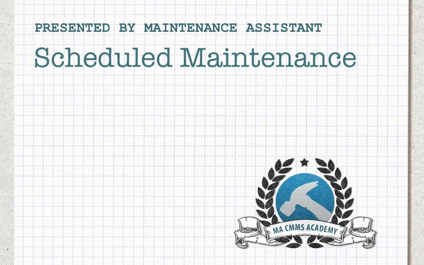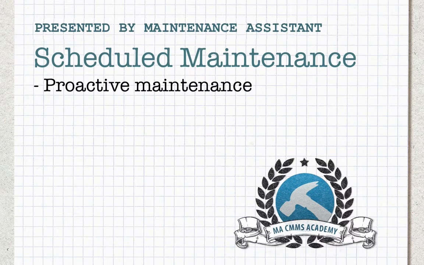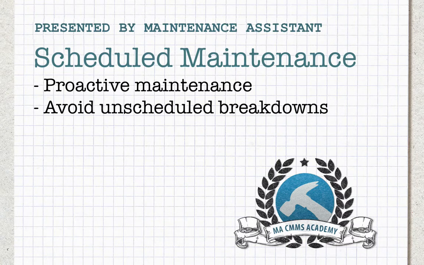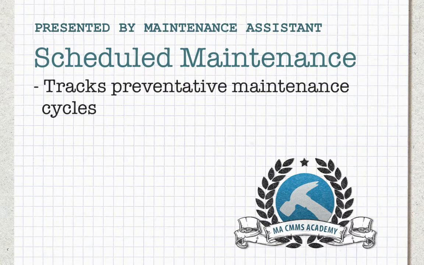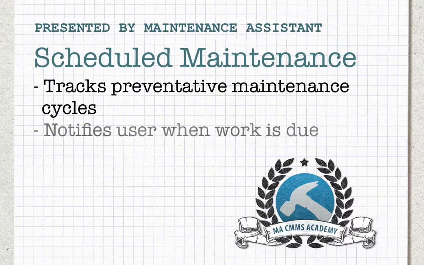This video will cover the scheduled maintenance function within Maintenance Assistant. Scheduled maintenance exists to ensure that equipment is reliable and running as smoothly as possible by proactively performing maintenance before a fault occurs, thus avoiding any unscheduled breakdowns and downtime. Maintenance Assistant comes with a feature that tracks preventative maintenance cycles and notifies the user when the work is due.